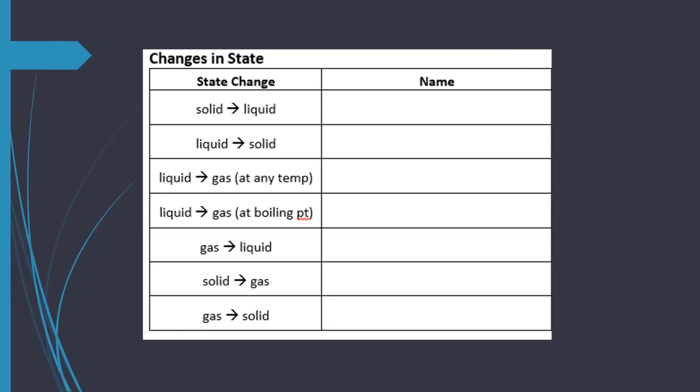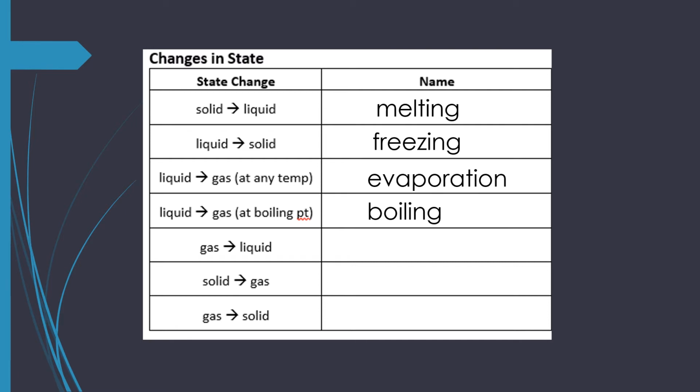All right, these changes in states you should know. Solid turning into a liquid is melting. Liquid turning back to a solid would therefore be freezing. Liquid turning to a gas at any temperature, not at an elevated temperature, we call that evaporation. But if it happens at what we call the boiling point, that is boiling.